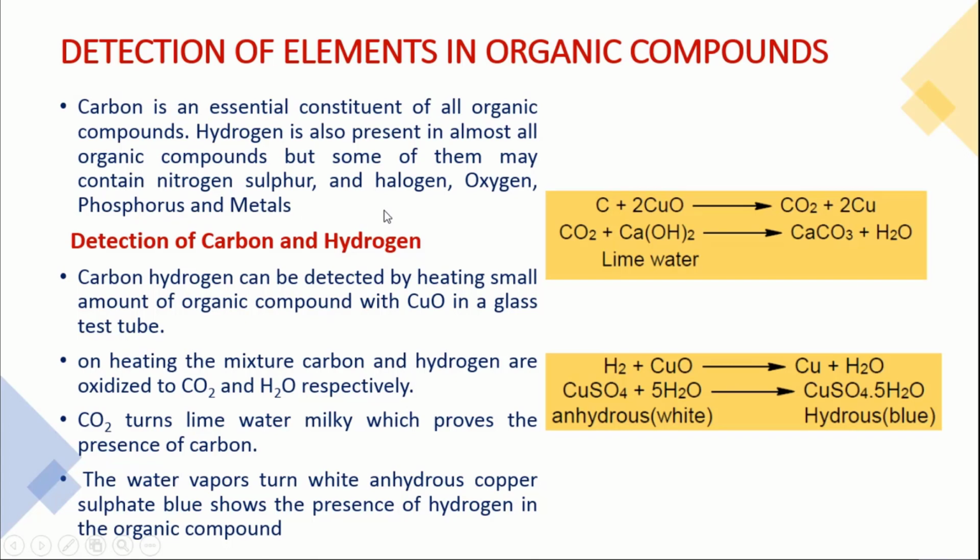So first, the basic test to check the carbon and hydrogen in the organic compound. For that purpose, the organic compound is heated with a small amount of copper oxide in a glass test tube. The carbon will react with the copper oxide to make carbon dioxide, and the hydrogen present in the organic compound will react with the copper oxide to make water.